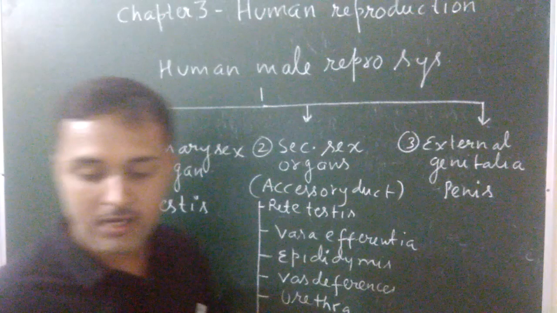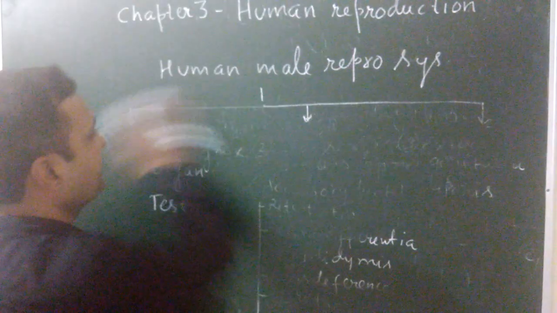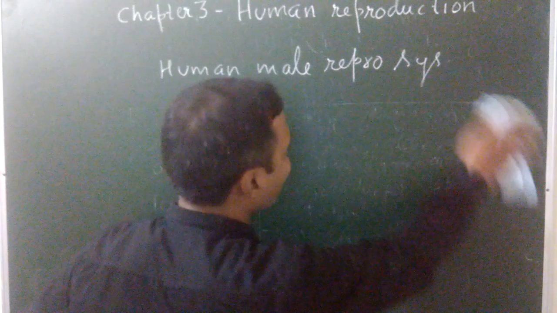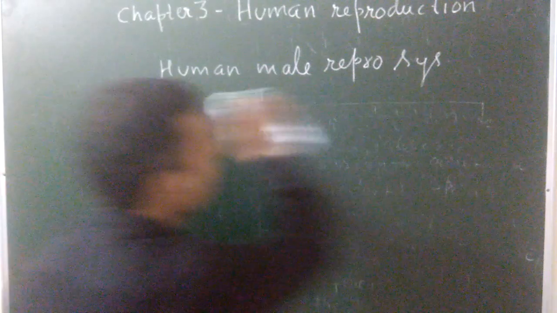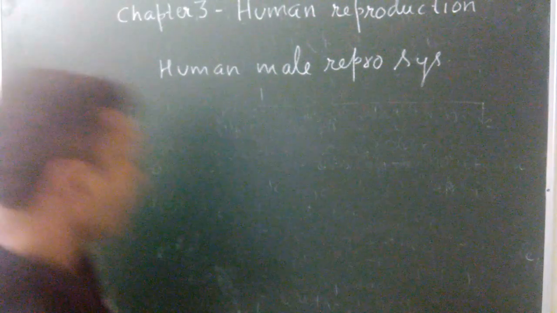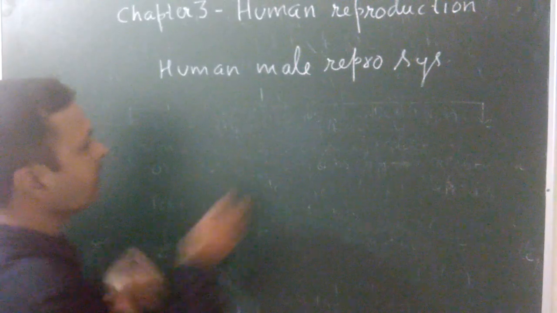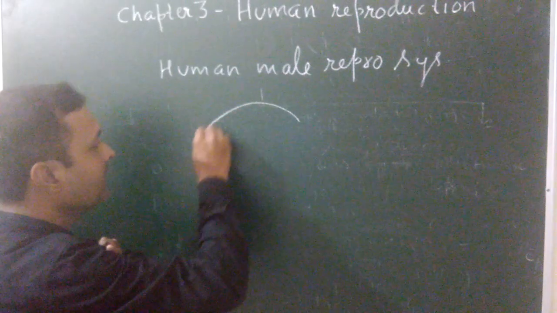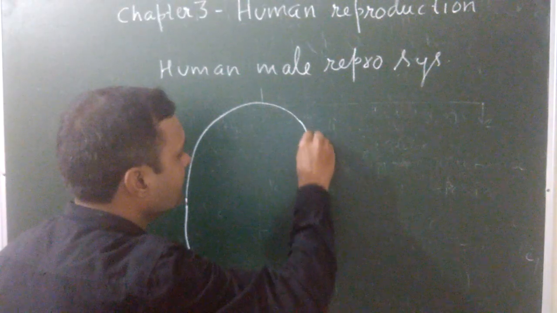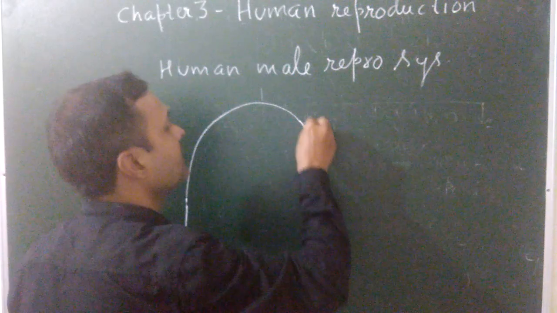Now see the longitudinal section of testis. LS of testis is very important. In the NCERT book LS is not given, but it is a very important diagram. So see LS of testis. When you cut the testis in longitudinal section, you will find that it looks like this, oval in shape. The testis has 3 layers.